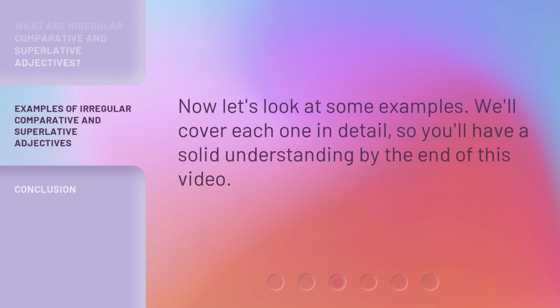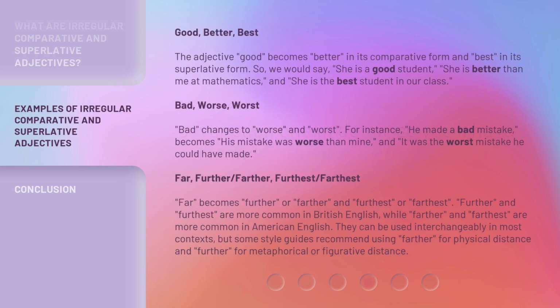Now let's look at some examples. We'll cover each one in detail, so you'll have a solid understanding by the end of this video. Good, better, best. The adjective good becomes better in its comparative form and best in its superlative form. So, we would say, she is a good student, she is better than me at mathematics, and she is the best student in our class.